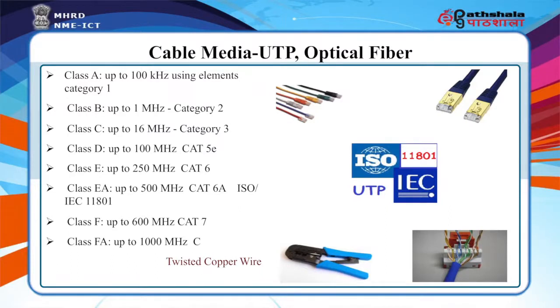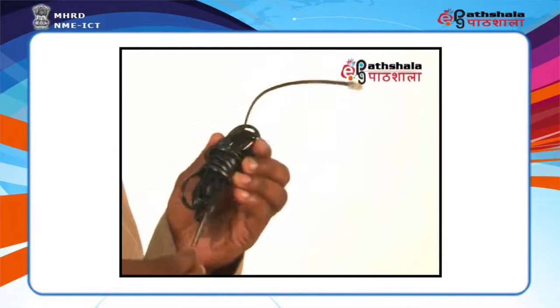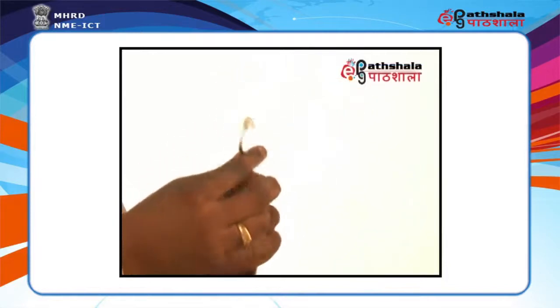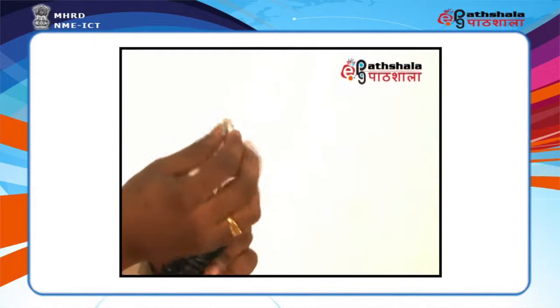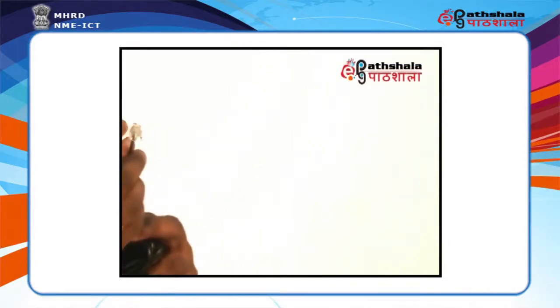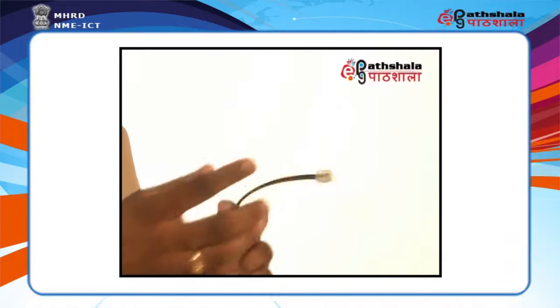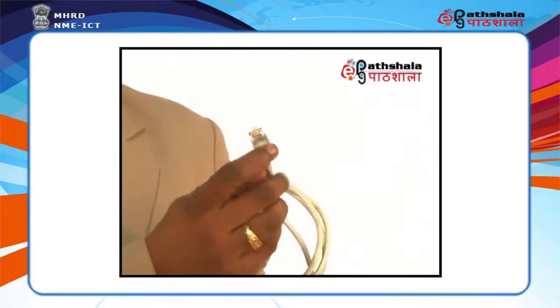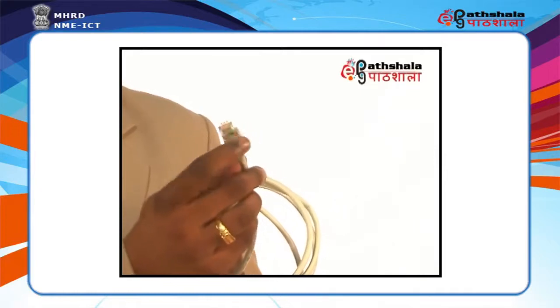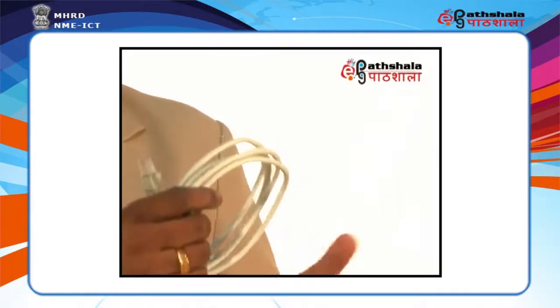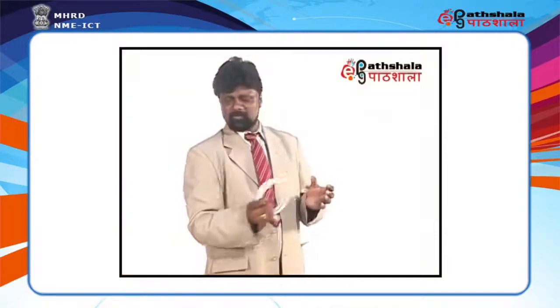Let me start with the cable which you know, that is the telephone cable. This is a cable plus a connector. This connector is called the RJ11 connector, and this is a simple cable, but in computers this cable is not used. Instead, we very commonly use a cable called Cat5, which has a connector called the RJ45 connector, and network cables generally come in twisted pair.